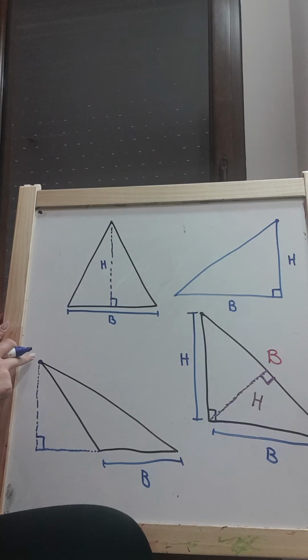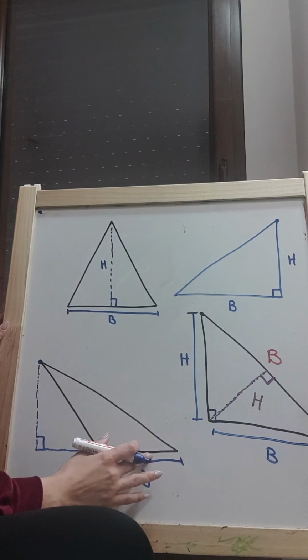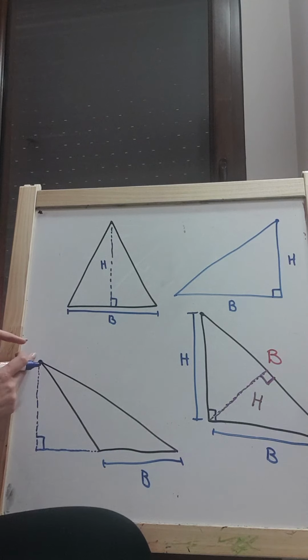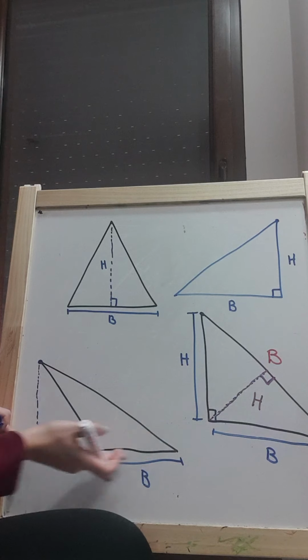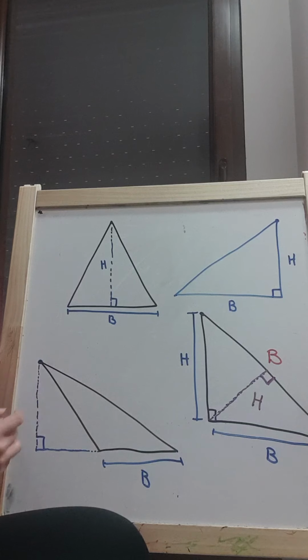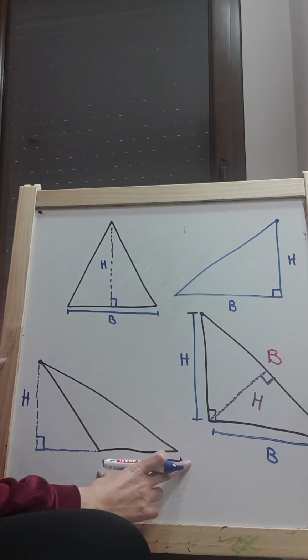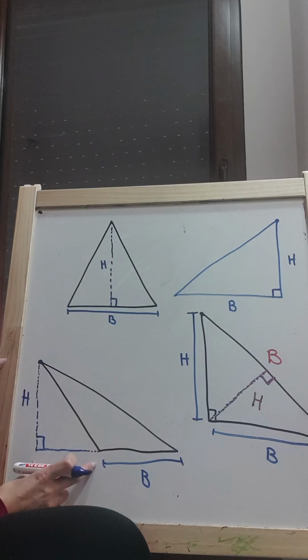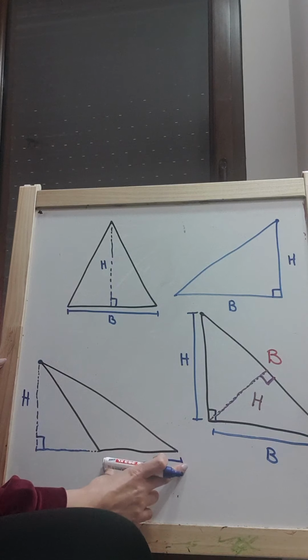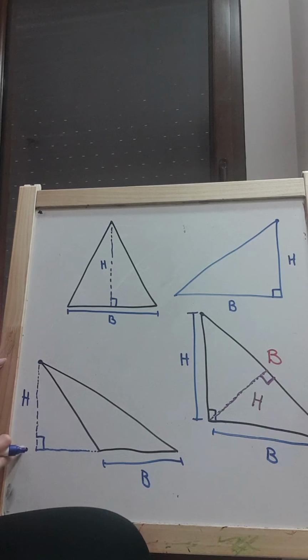Because I cannot draw a line that connects directly from this vertex to this base and it's perpendicular, I draw a line that is perpendicular and at the same level of the base. So in this case, this is the height and only this is the base. This is not part of the base. This is outside the triangle. This is the base of the triangle and this is its corresponding height.